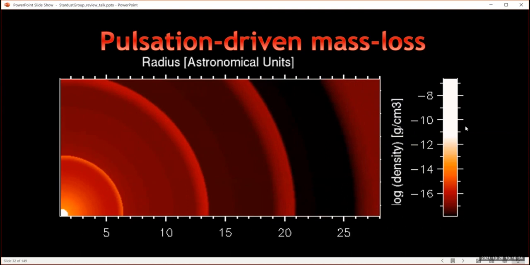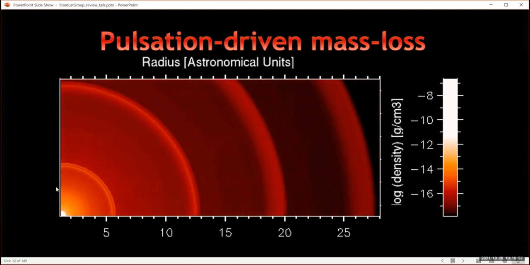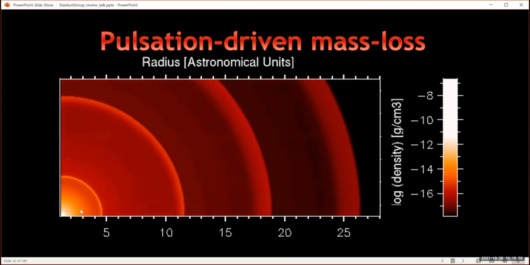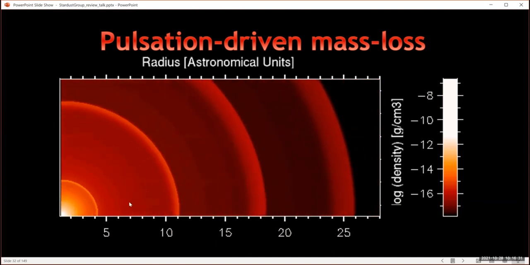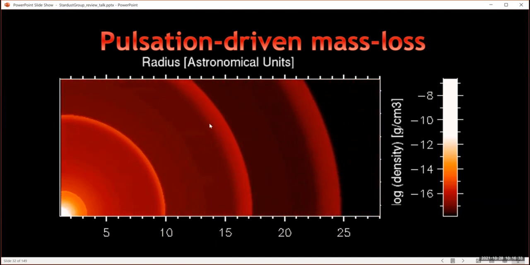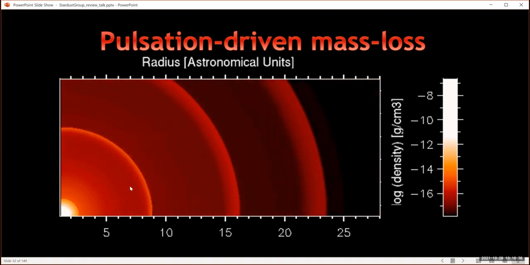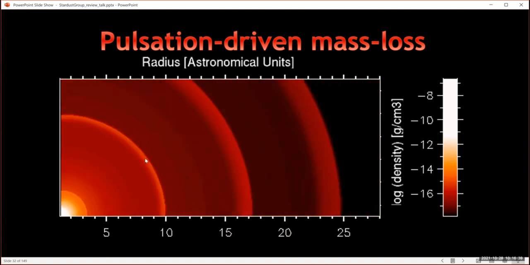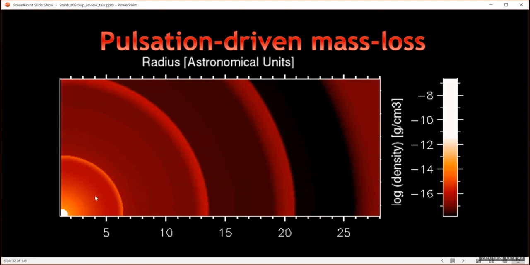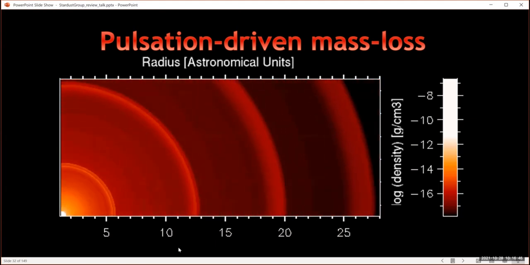Now, the density, and here the color scale reflects the density, is always going to be highest near the star. As it's going out into space, it's spreading out into bigger and bigger volumes. So the density goes down, but you can clearly see that you would expect these periodic enhancements in the density as you move away from the star, as material is flowing away.